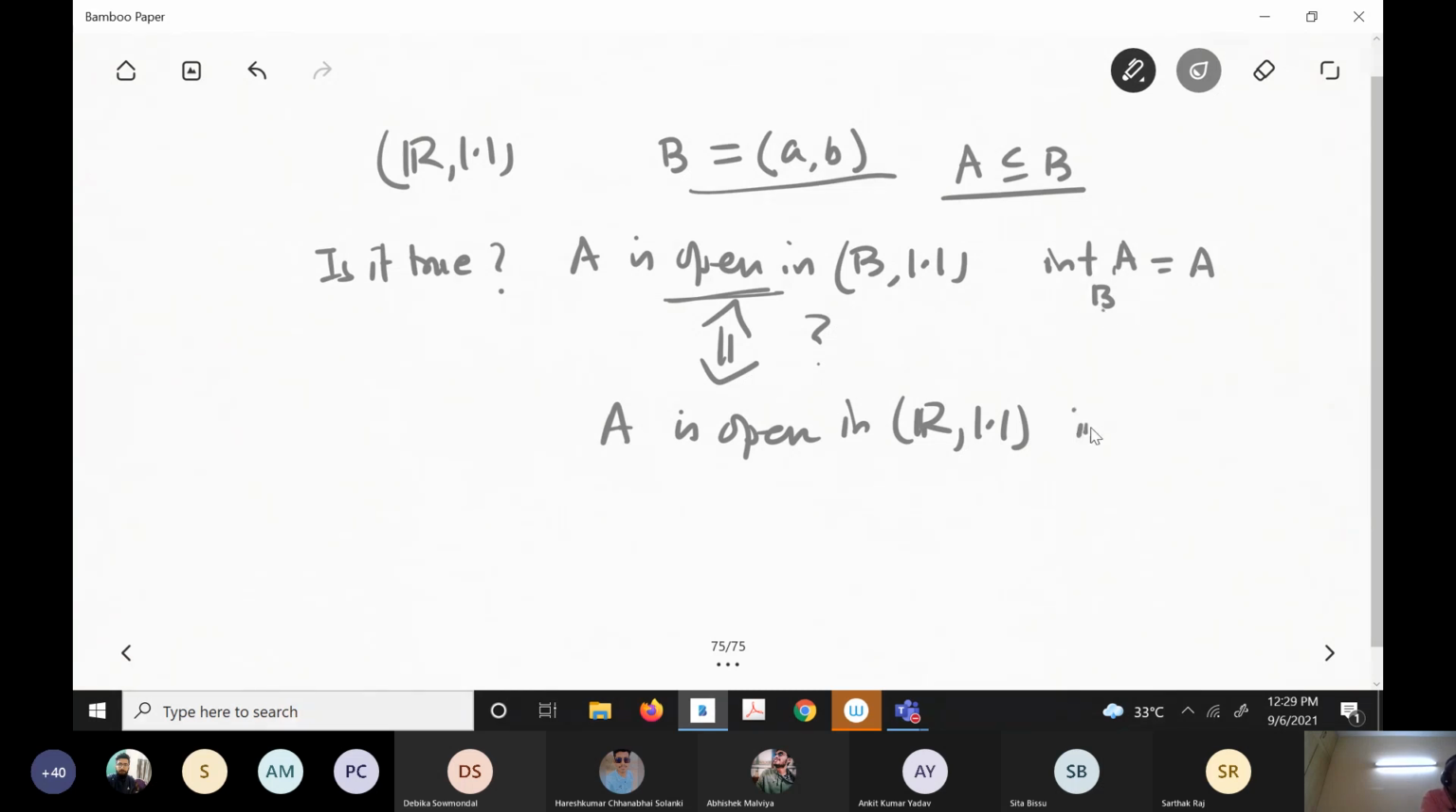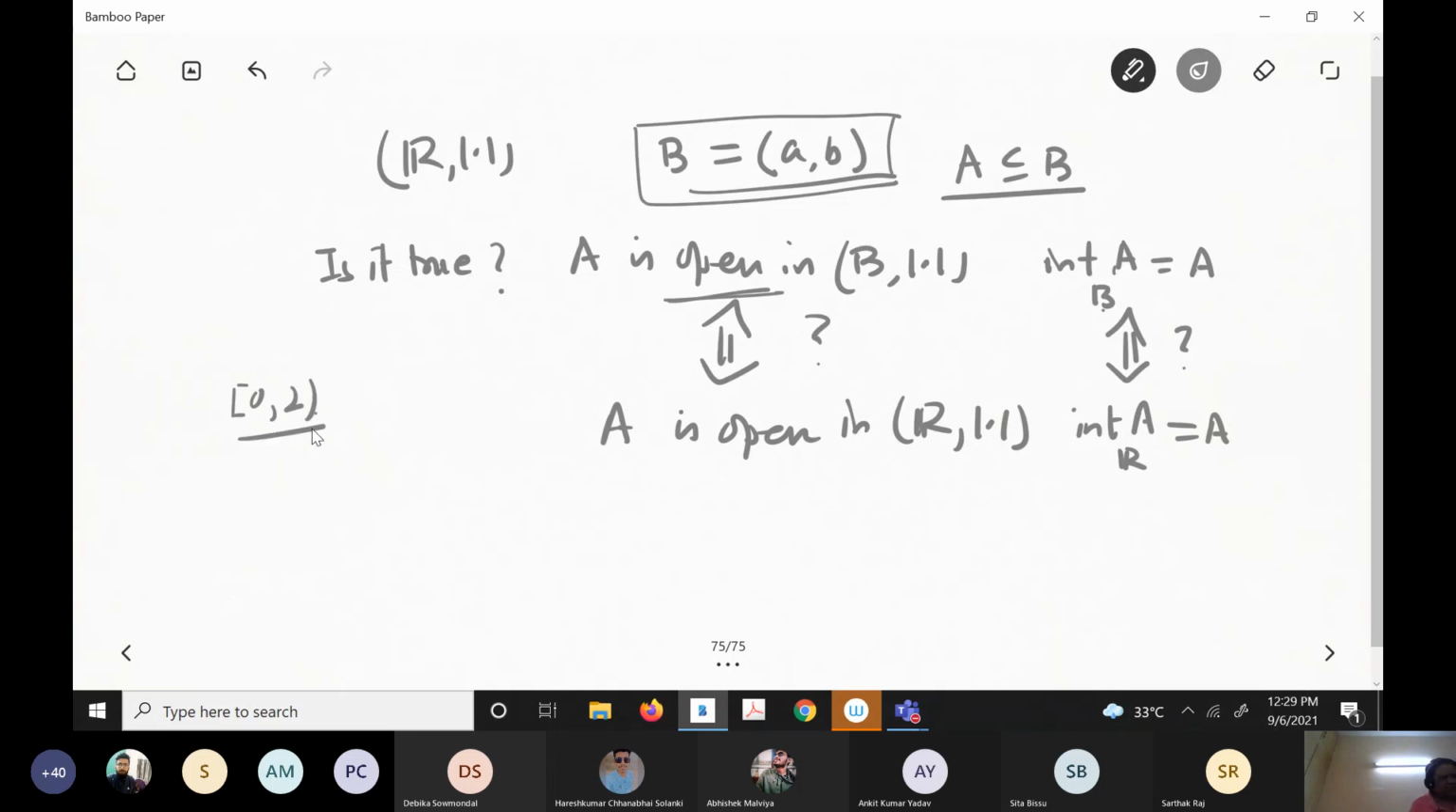Here it is. That is the thing you'll have to answer, whether this is true. Sir, we can take A equals B, then B equals Q. So the interior of Q in... Given B, an open interval. Okay, sir, you're right. I am not interested in Q here. Already I have given that for Q it was not true. Right?